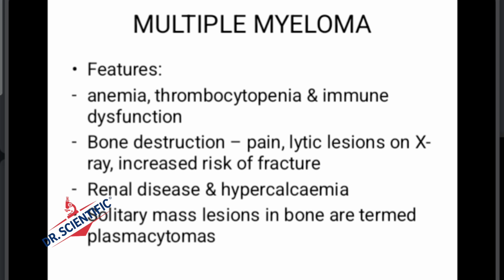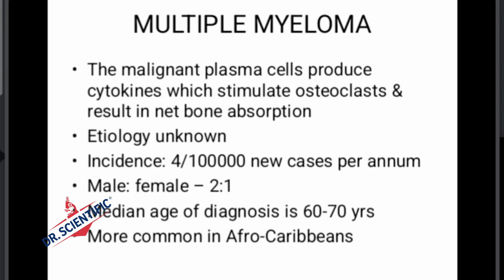So malignant plasma cells produce cytokines which stimulate osteoclasts and result in net bone resorption. Remember, in bone we have osteoblasts, which basically help bone building. And when you talk of osteoclasts, we're talking of them being like macrophages in the bone. They destroy bone.